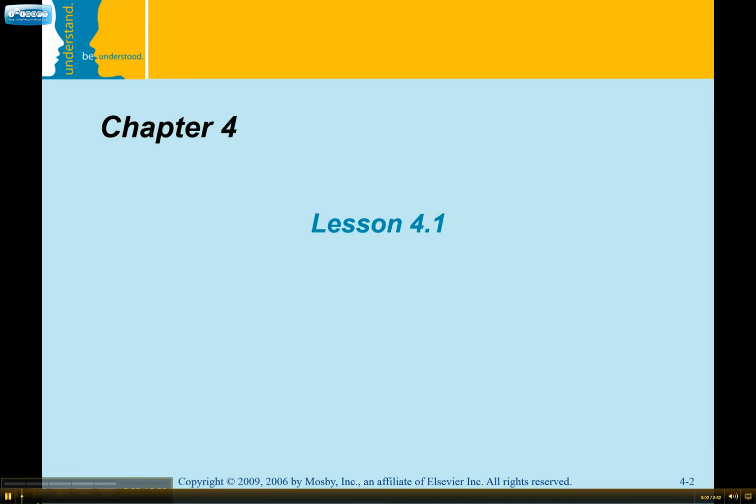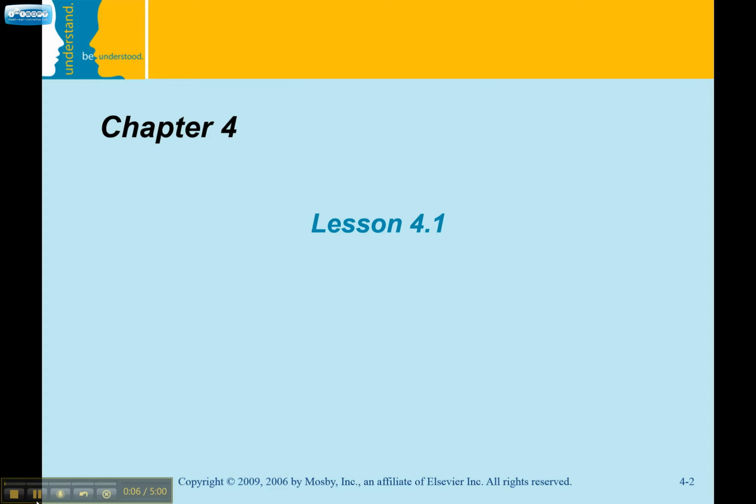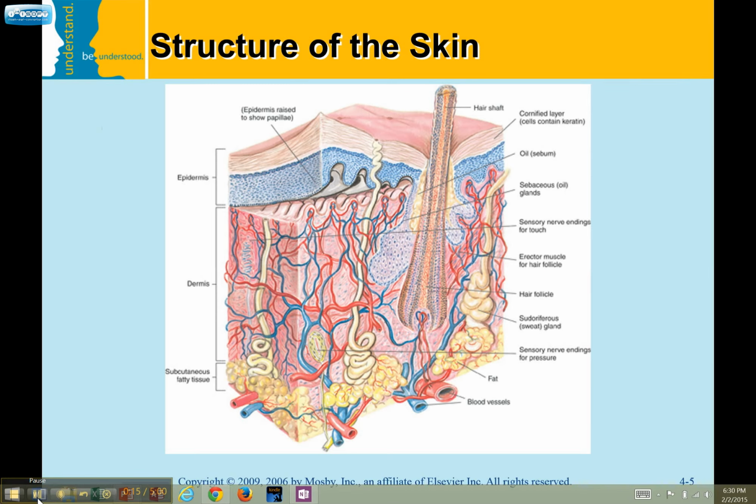All right, we're moving on to chapter 4. Chapter 4 represents the first of our body systems that we're going to cover throughout this chapter, and it's going to cover our integumentary system. The integumentary system is also known as the skin, hair, nails, and glands that are right under the skin.